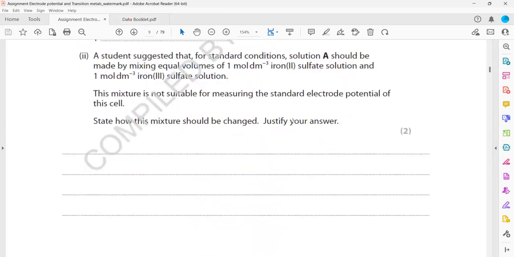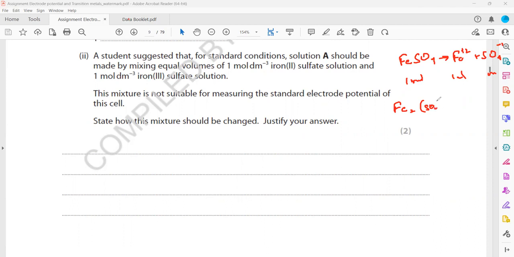A student suggests that for a standard condition, solution A should be made by mixing equal moles of 1 mole per dm cube iron 2 sulfate and 1 mole per dm cube iron 3 sulfate. This mixture is not suitable. Why? Because whenever we need a standard electrode potential, we should have a concentration of 1 mole per dm cube. Iron 2 sulfate will dissociate into 1 iron ion and 1 sulfate ion. So if the student takes 1 mole, you will get 1 mole of each, so that is correct. But what about iron 3 sulfate?